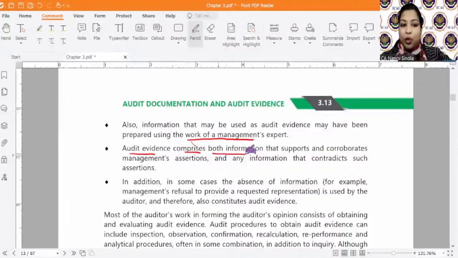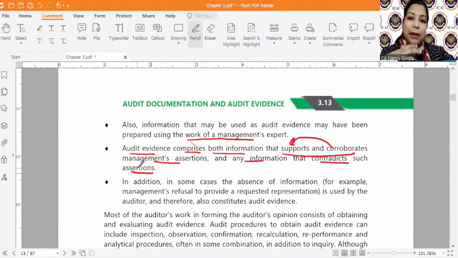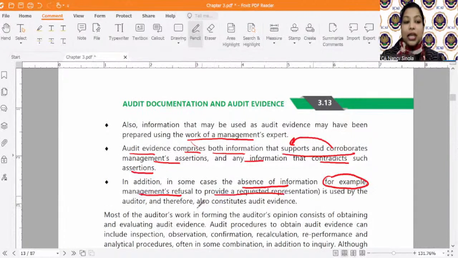Audit evidence comprises both information that supports or corroborates, the dictionary meaning is support, the management assertion, and any information that contradicts such assertion. Management is saying the ledgers are reflecting a balance of 10 lakhs of debtors, but when you obtain the external confirmation, it showed that the balance of debtors in books of the client is 9 lakhs. It is contradicting the management assertion. In addition, in some cases, absence of information, for example, management's refusal to provide the requested representation, also constitutes audit evidence. So quickly tell me whether the concept that we have done so far related to audit evidence is clear or not.